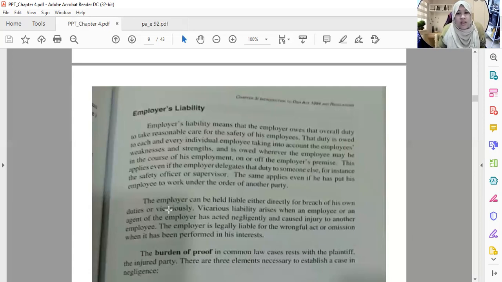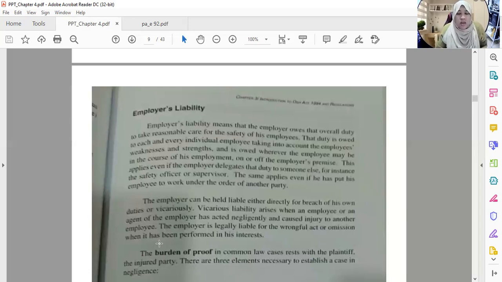The same applies even if he has put his employee to work under the order of another party. They said even though it is not just the supervisor or safety officer, but others, maybe from another department's supervisor, they still have a responsibility to you, to equip you with a safe and healthy working environment or workplace. Okay, so the employer can be held liable either directly for breach of his own duties or vicariously.